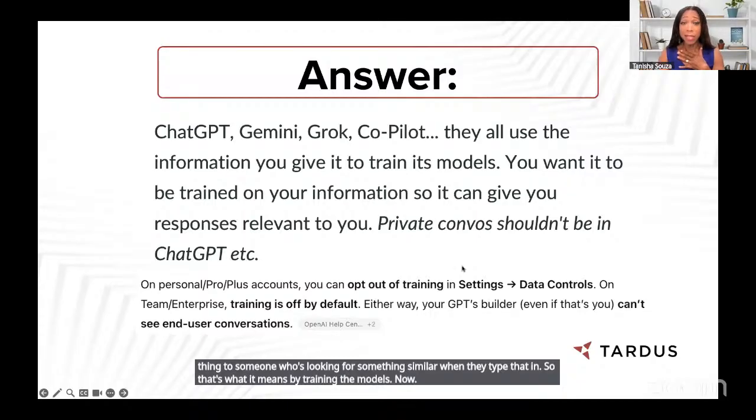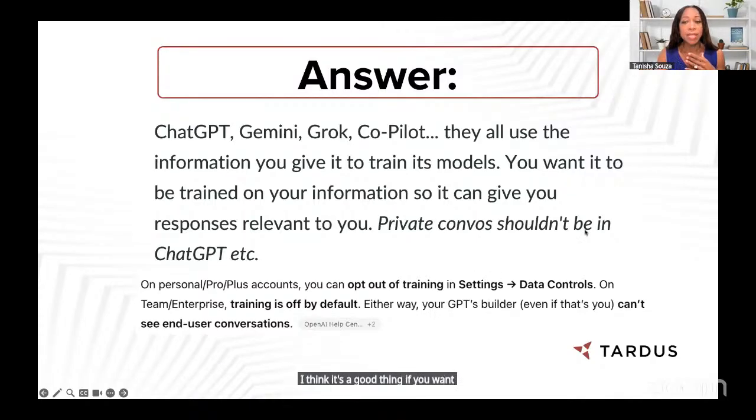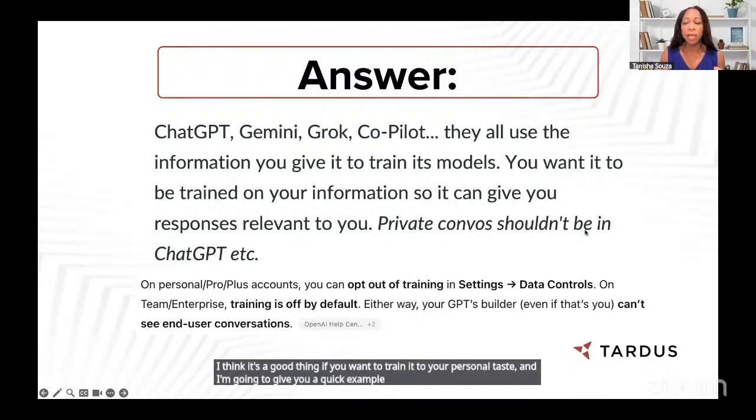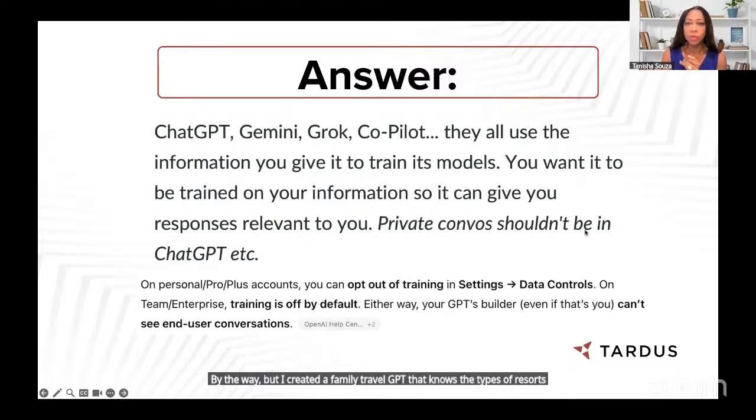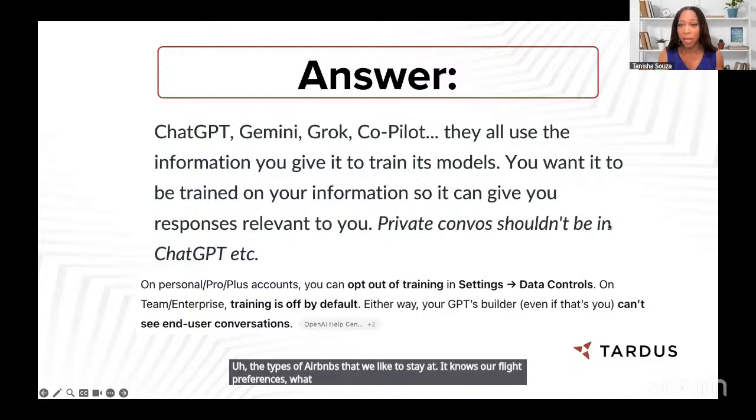Now, I think it's a good thing if you want to train it to your personal taste. And I'm going to give you a quick example. I have so many of these, by the way, but I created a family travel GPT that knows the types of resorts my family likes to stay at, the types of Airbnbs we like to stay at. It knows our flight preferences, what times we like to fly, the airlines we like, the foods and restaurants we dine at. I actually gave it examples and said, these are our favorite restaurants, these are our favorite casual restaurants, these are our favorite fancy restaurants, things like that. The activities we like to do.